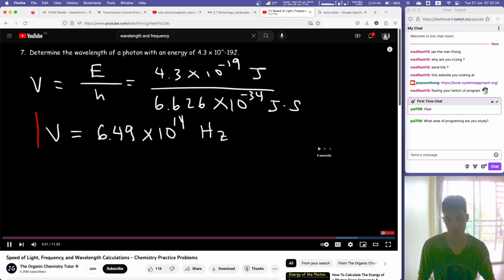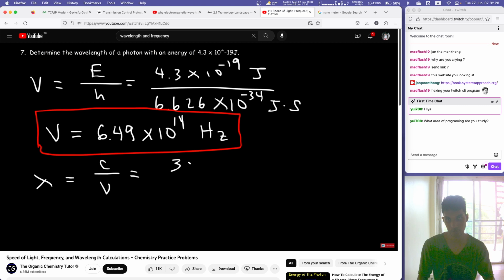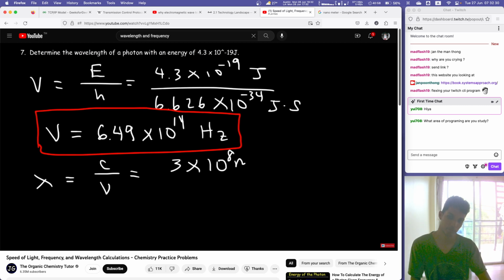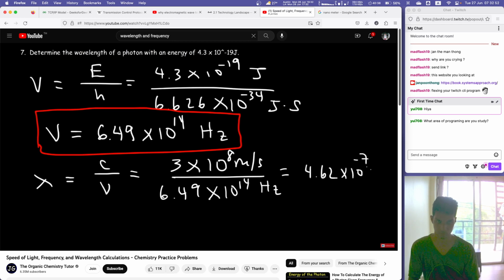So the wavelength is going to be the speed of light divided by the frequency. So that's 3 times 10 to the 8 meters per second divided by 6.49 times 10 to the 14 hertz. So you should get 4.62 times 10 to the negative 7 meters.